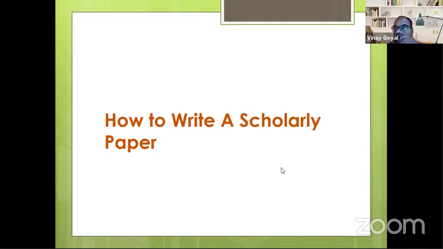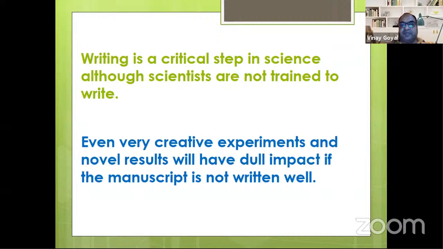Right. So finally, the last part, although I have discussed most of the things already in how to write a scholarly paper. This is the summary of whatever I have discussed till now. Writing is a critical step in science, although scientists are not trained to write. So it is very important. We are social scientists and not experts in writing, but whatever we write has to have a proper flow. And that is where co-authors are sometimes required.